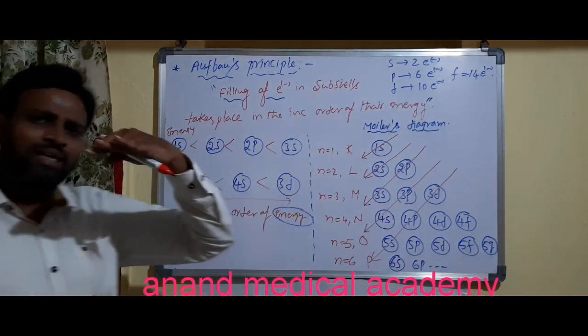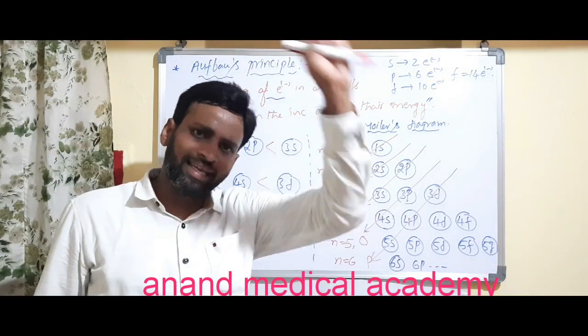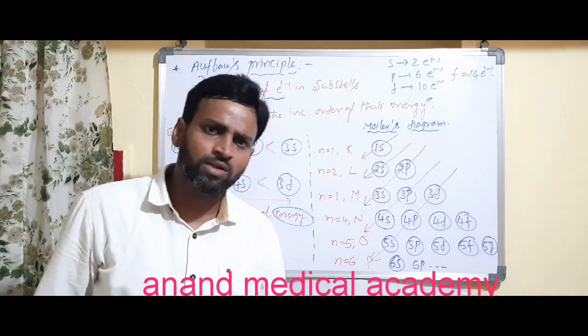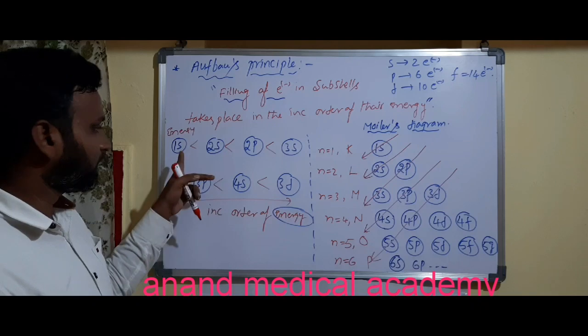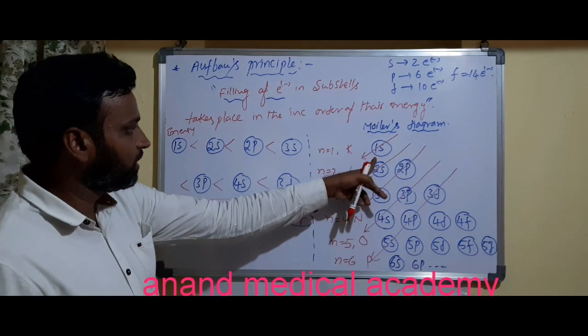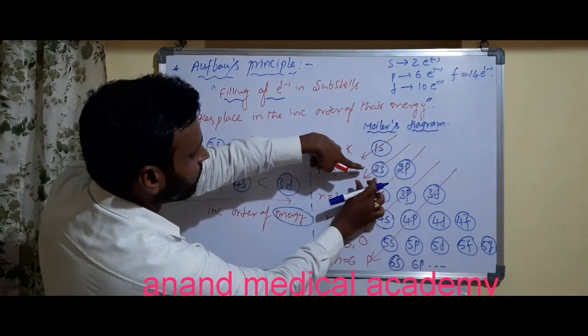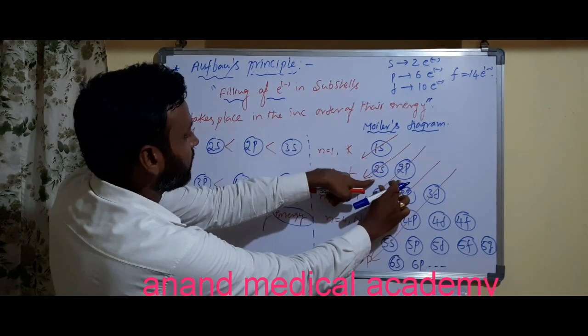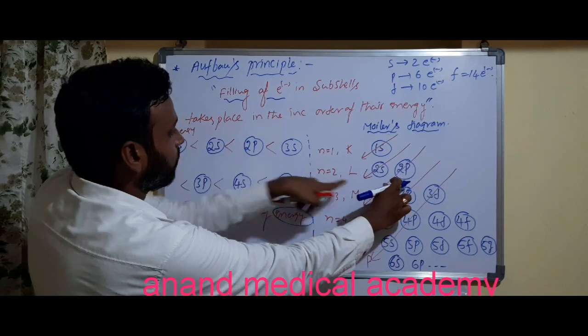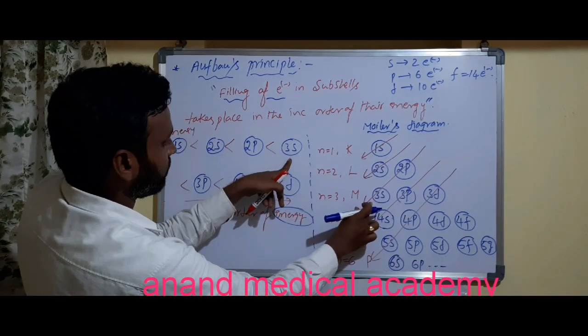If you know this, you can write electronic configuration for any element. If it is for 200 also you can write it. It's not a problem. But you must know this order. Why I written this energy order, understood? First what you fill? 1s. 1s after what you got? 2s. 2s after what you have? 2p you have to fill. 2p after what you have? 3s you have to fill.